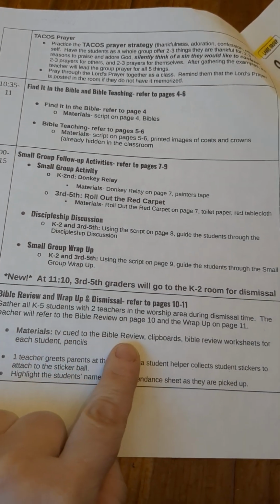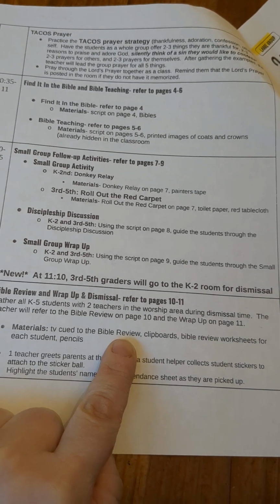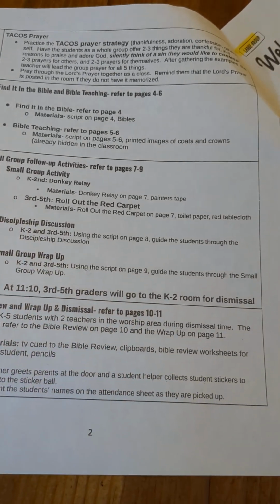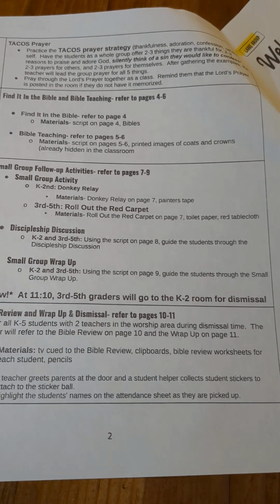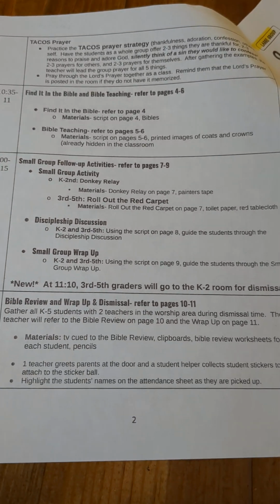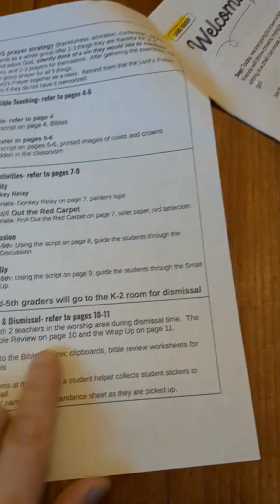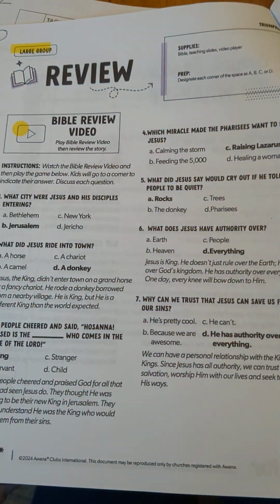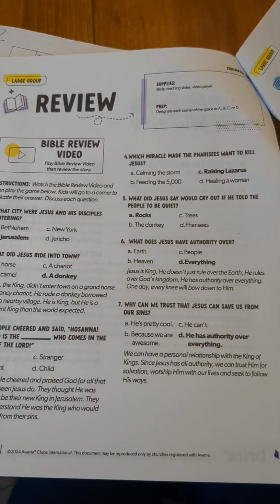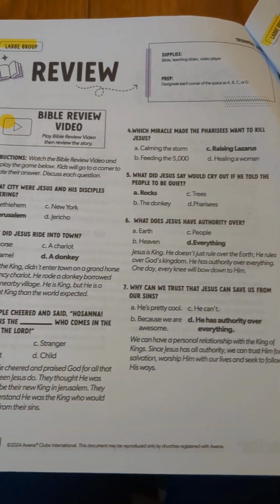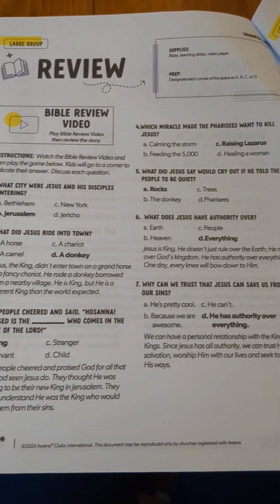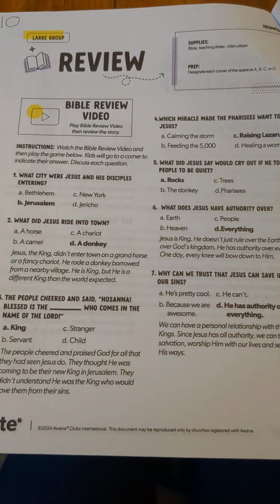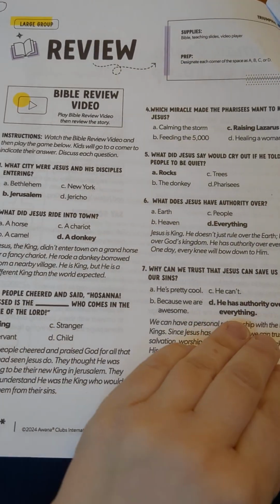So the TV is going to be queued up to the Bible review. It is a video. You will need the clipboards. I'll have the container of clipboards down on the carpet, and the Bible review worksheets and pencils. So we're going to flip to, it is on pages 10 and 11 in the packet. So as you see, it's going to be our last two pages. We're going to flip to the back. Page 10. This is the review. The students are going to receive a copy of this as well, and they can go over it with you as they kind of talk about the questions in the video that they talked about in class.